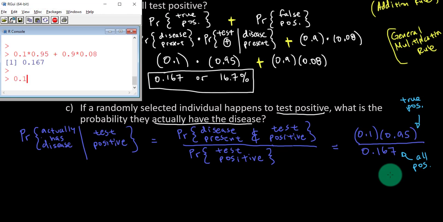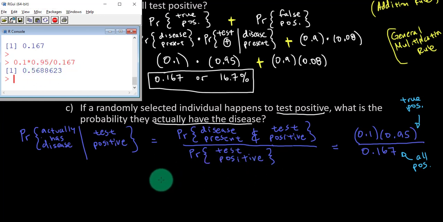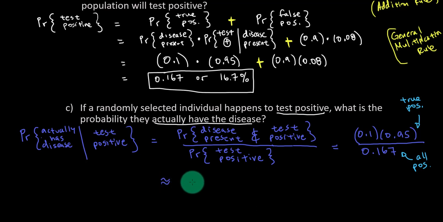OK, R. 0.1 times 0.95 divided by 0.167, which is about 0.5688. I'm going to write 0.5689, which is approximately 56.89%.